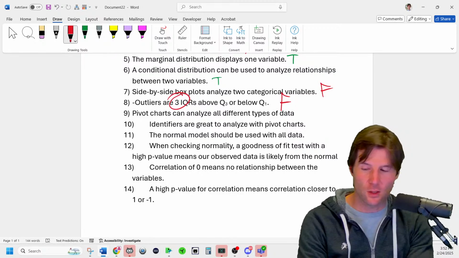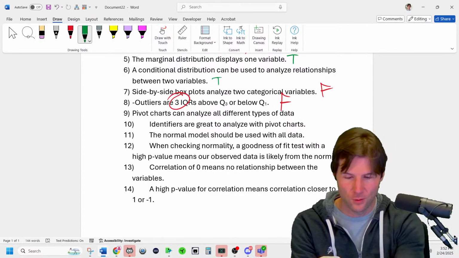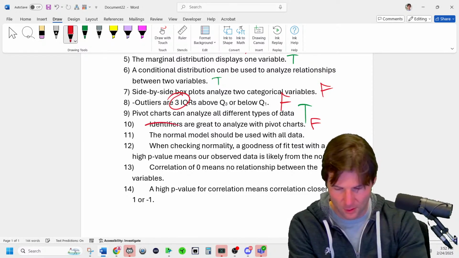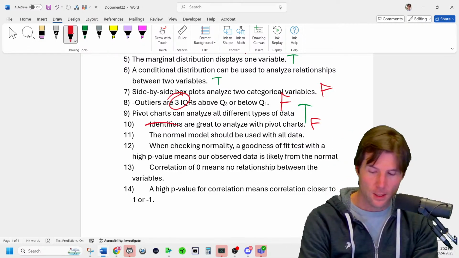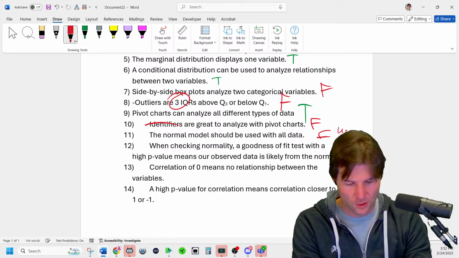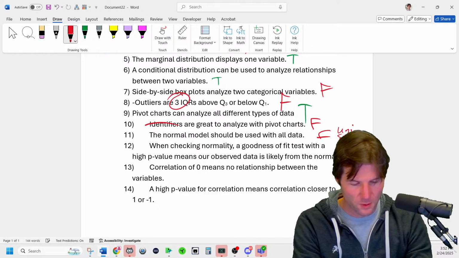P-value charts can analyze all different types of data. Very, very true. And we do not analyze identifiers, though, because they're here to identify. You rarely ever analyze them. Normal models should be used with all data. Very false. Normal models should only be used for unimodal symmetric data. Data needs to be unimodal symmetric.